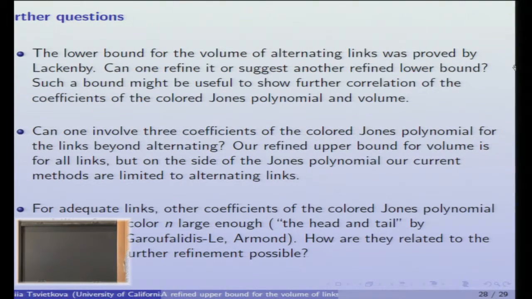And then for adequate links, other coefficients of the colored Jones polynomial stabilize for a color n large enough, the so-called head and tail, studied by Dasbach and Lin, Garoufalidis and Le, and by Armond. So how are these related to volume? Is further refinement actually possible? Can we keep doing this? Our methods so far do not allow us to go further, but maybe someone can do it.